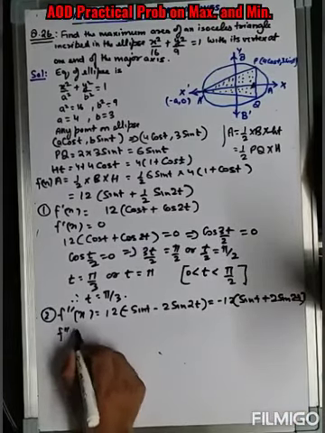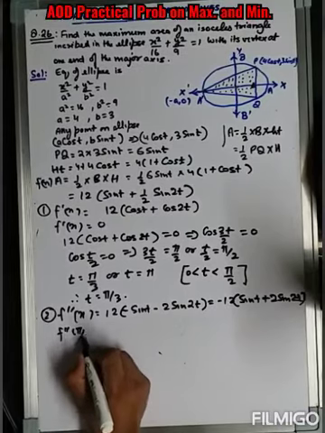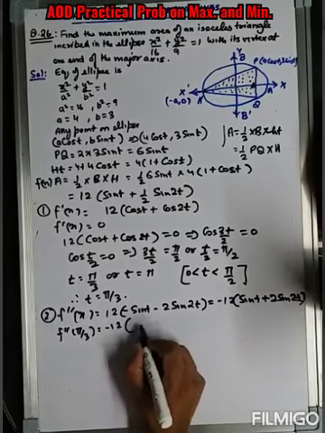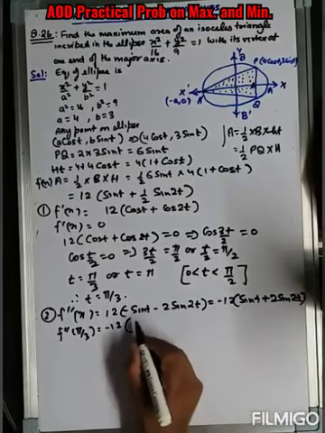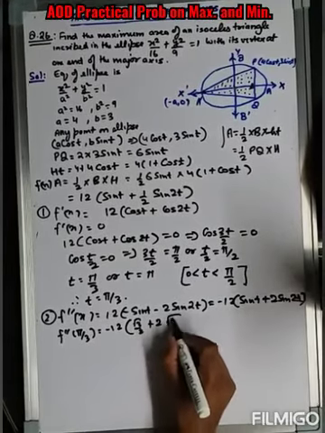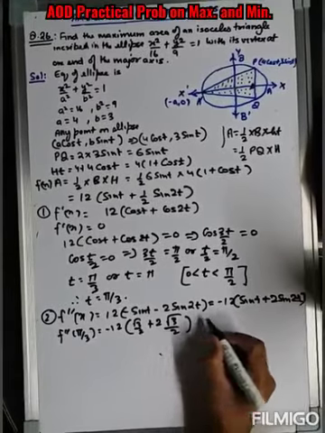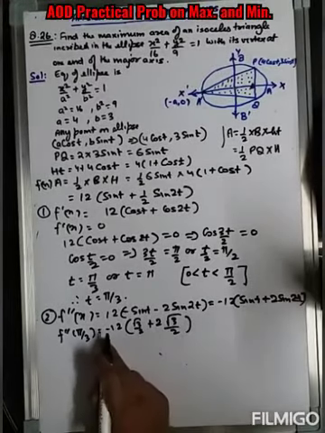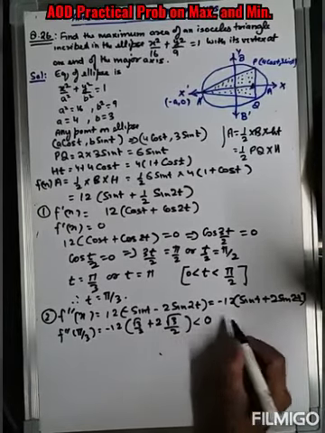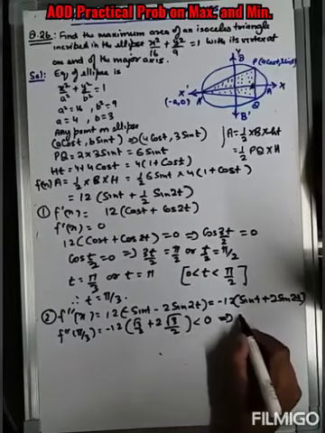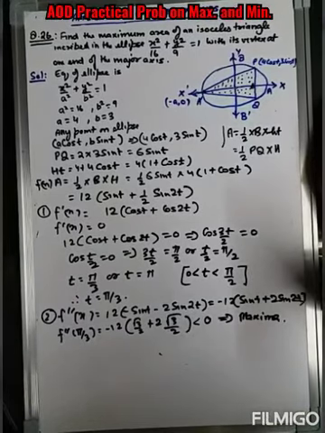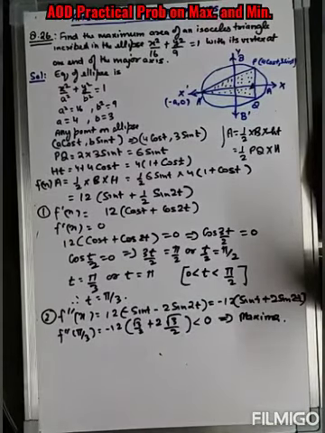So f double dash pi by 3 will be equal to minus 12 times, putting the value, sin pi by 3, root 3 by 2, plus 2 times root 3 by 2. Now we can see that this value carries a negative sign and there is no other negative sign, so this value will be less than 0. So this is the case of maxima when t equals pi by 3.